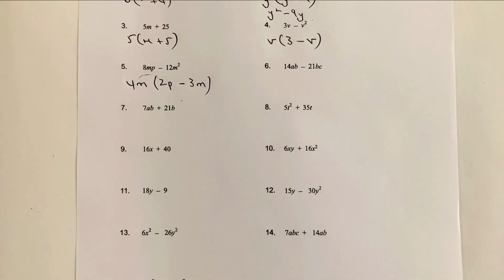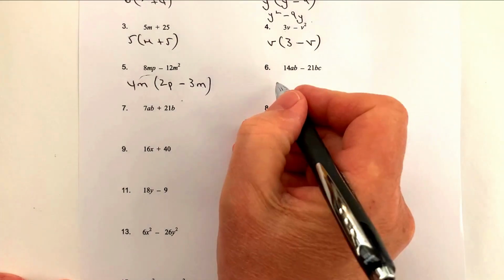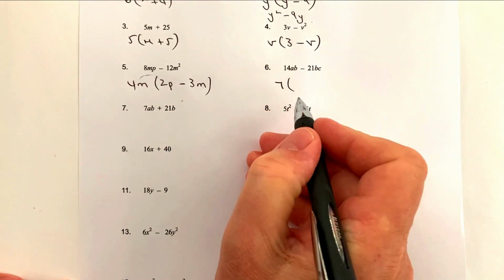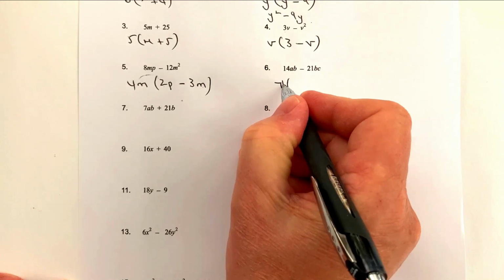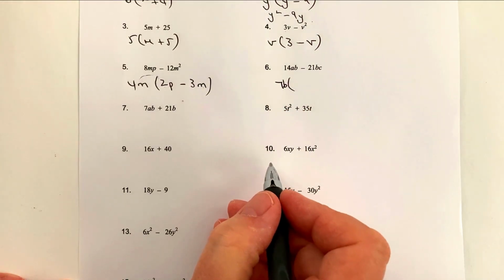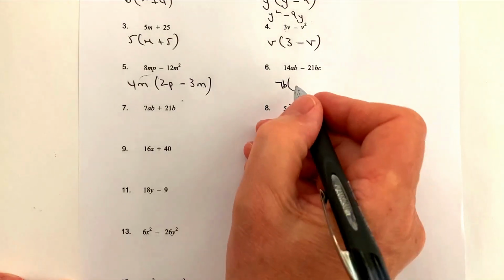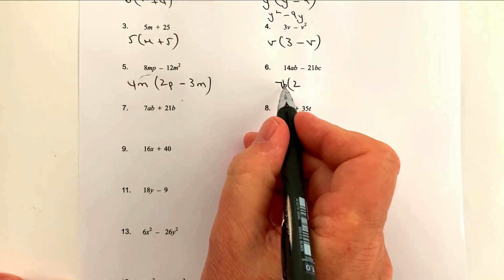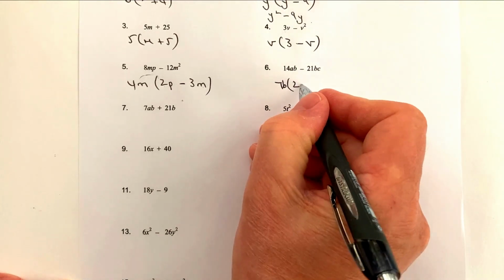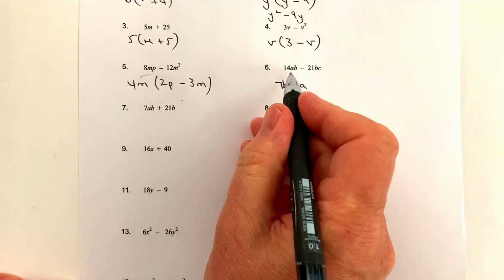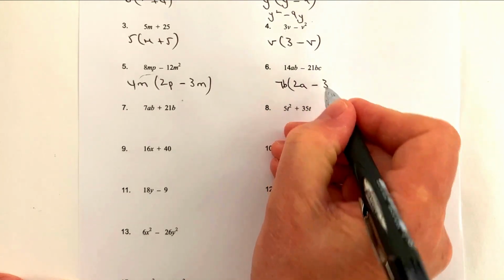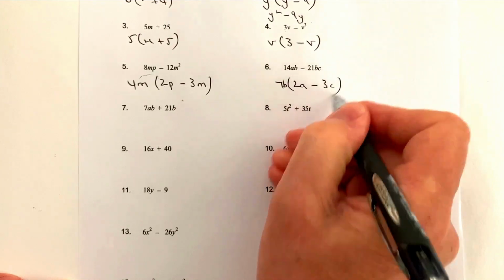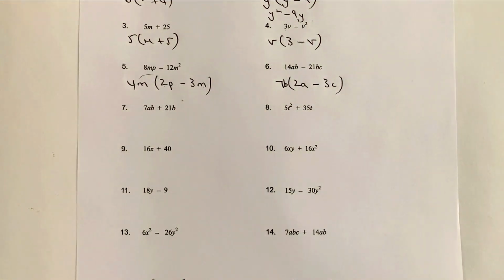So the biggest number that goes into both is going to be 7. Okay, and then I've also got b, which is common to both. I'm sorry about that. Didn't leave myself much space there. So 7 times 2 and b times a. Okay, so 7 times 2 is 14, and b times a is ab. And then I've got minus 3, and this time I've got c. Okay, so just be very careful to work through these.